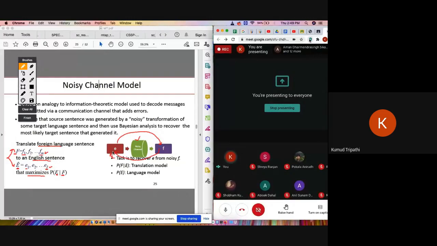Now you need to find how close this E dash is to the actual E. If it is very close, then the probability will be very high and the noise will be low, and that means this conversion is correct. So for that reason we need to maximize this probability. Maximizing this probability is nothing but trying to generate this E hat, which needs to be closer to the actual E.